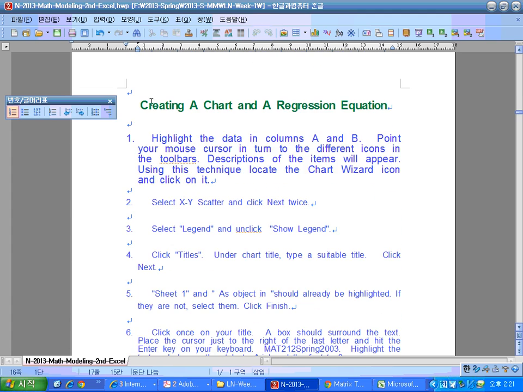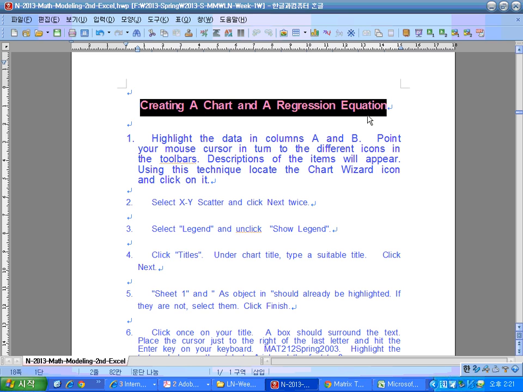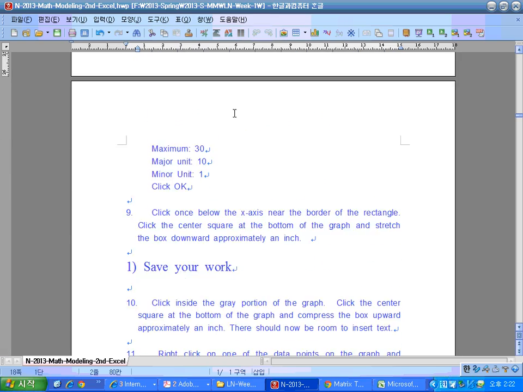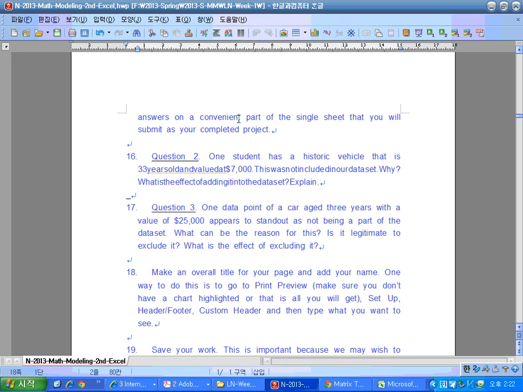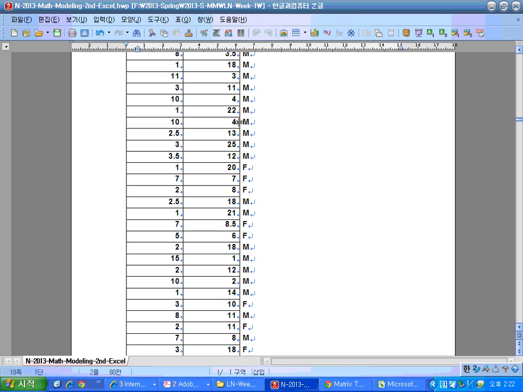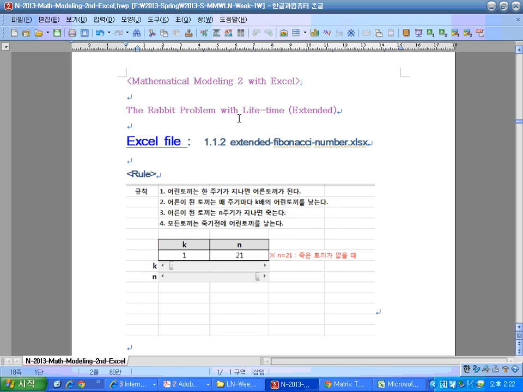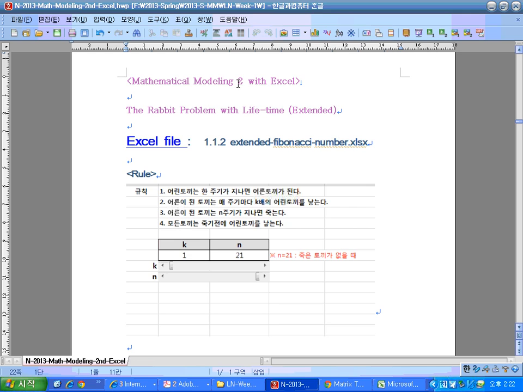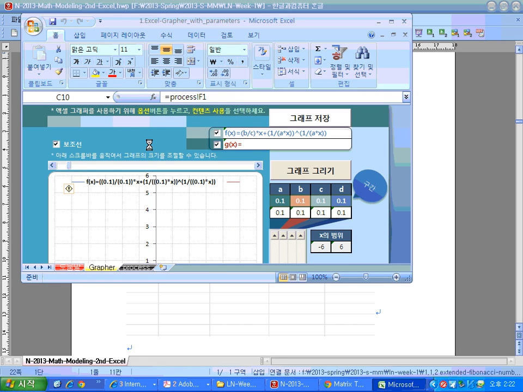And these are the techniques of dealing with the spreadsheet. This is one example of the regression equation, making a chart and things. Now we directly go to the extended model. This is mathematical modeling with the example of the extended Leonardo problem with the lifetime. You have seen it before, but we will go through it once again in detail.